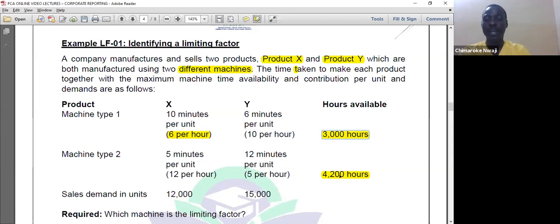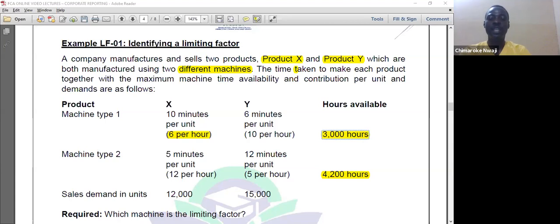Available hours here was 4,200. And so if your available hours is 4,200, it means you have a surplus of 200 hours. You have 4,200 hours to play with, and what is required of you is 4,000 hours. That means you have an extra 200 hours of surplus hours. So that shows that machine type 2 is not the limiting factor.